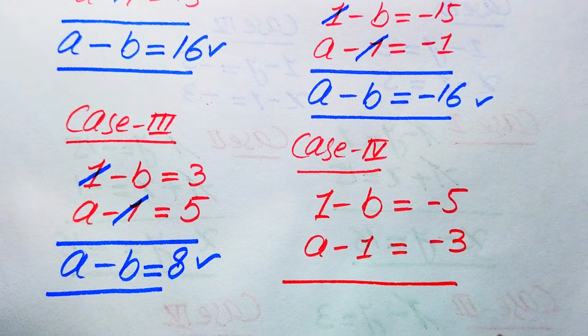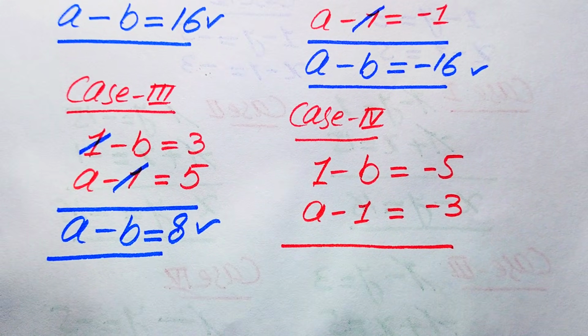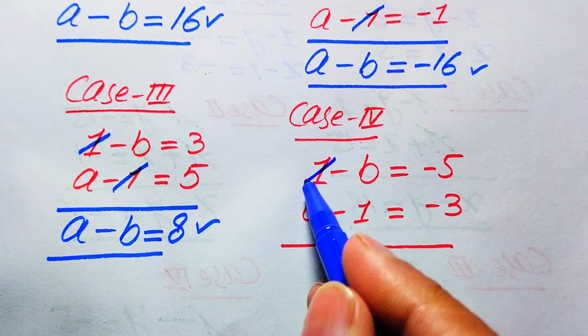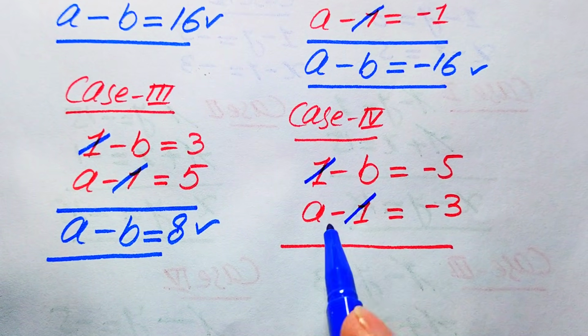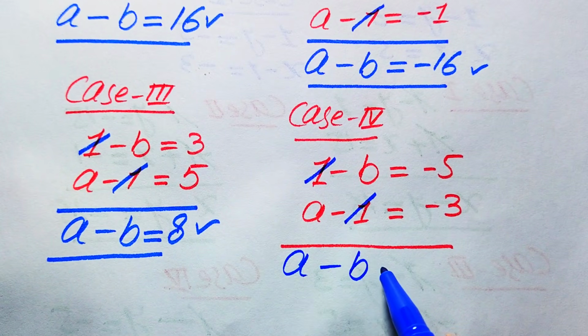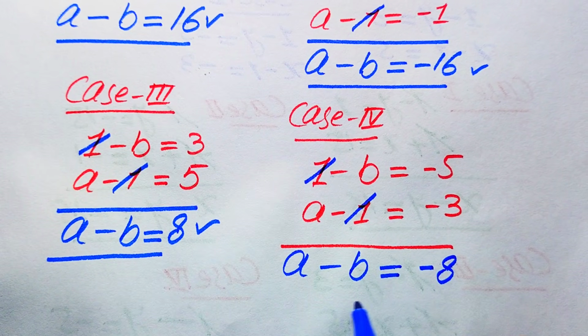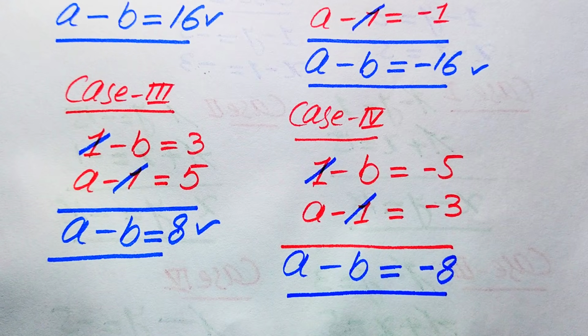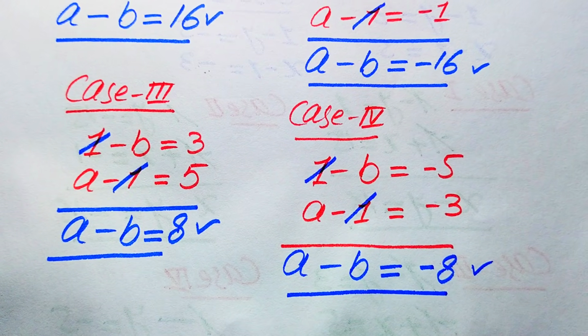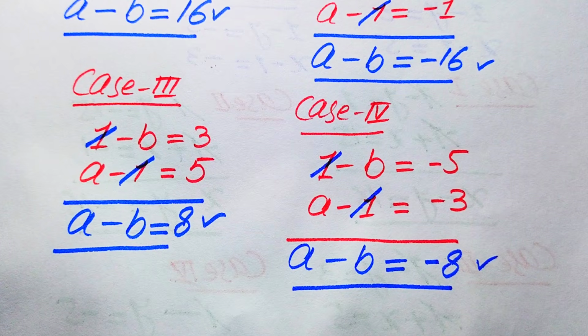Again we sum up both of these two equations. You see this positive 1 and negative 1 are gone, and we get a minus b is equal to minus 5 minus 3, which becomes minus 8. This is the fourth value of a minus b, and these are the four values of a minus b, and this is the final answer.